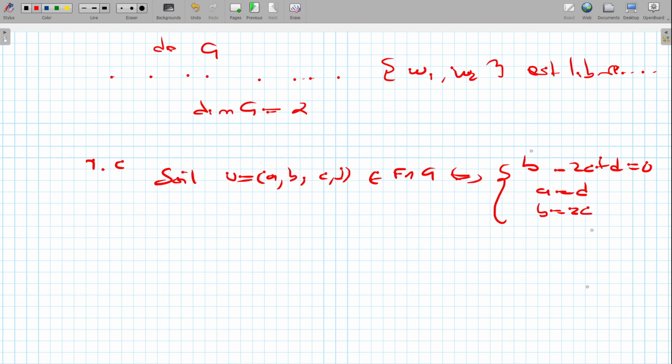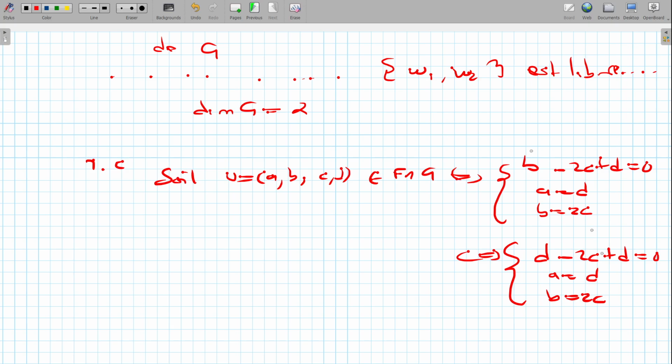Okay? So if we continue, what do we find? So for A here, you put D. If you put D for A, you put D, you have minus 2C, and then plus D is equal to 0, and then A is equal to D, B is equal to 2C.